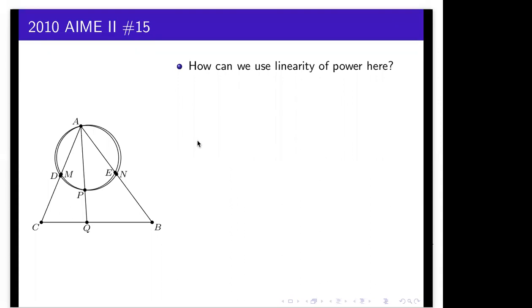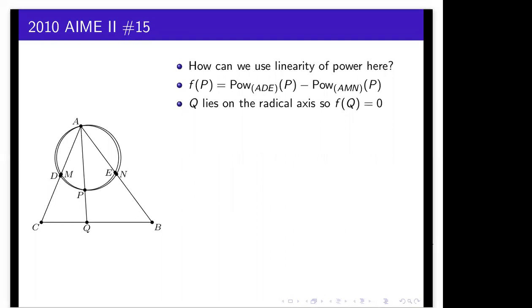So are there any points for which we can find f very easily? Yeah, f of a is 0. In fact, yeah, but q is probably a bit more useful. f of q is also 0. And this is because any point on the radical axis satisfies that the two powers are equal, so they subtract to 0. So f of q is equal to 0. So now where should we apply linearity of power? In particular, we want to completely utilize the linear properties of the function f.